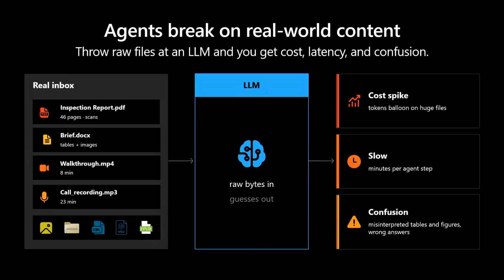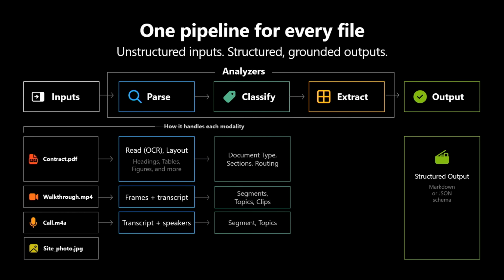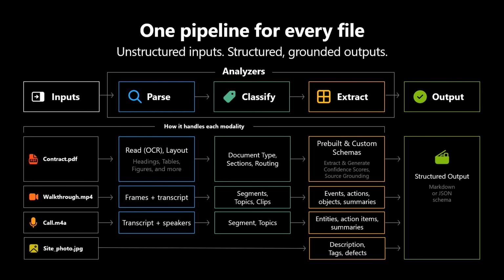This is exactly where content understanding comes in. Content understanding takes messy multimodal content and turns it into clean, structured, agent-ready output with a single pipeline. Parse, classify, and extract, with built-in grounding, confidence scores, and governance. The output is well-formatted Markdown and JSON files with key-value pairs that give you agent-ready, actionable inputs. Now let's see it in action.